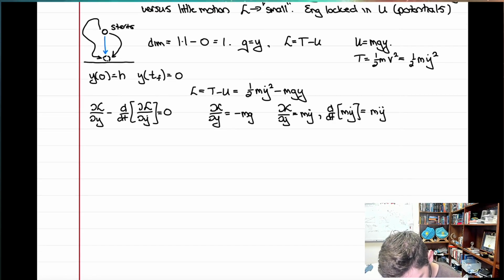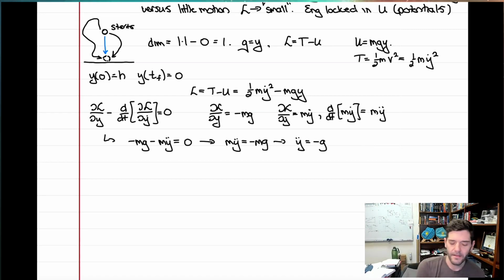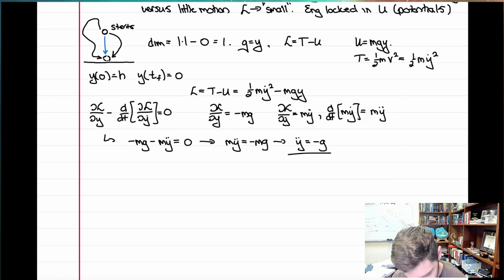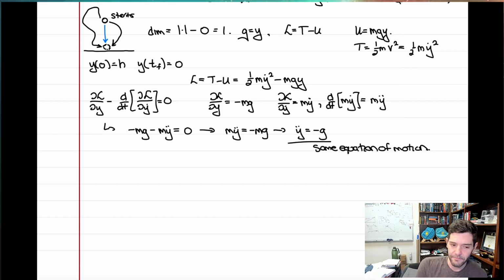And Lagrange's equation ultimately says that negative mg minus m y double dot equals 0. Or m y double dot equals negative mg, or, and look at that, y double dot equals negative g. The same equation of motion as we would have expected if we did this with a Newton's law problem. Right? It gave us the same equation of motion. But I really had to say nothing about forces acting on the system.